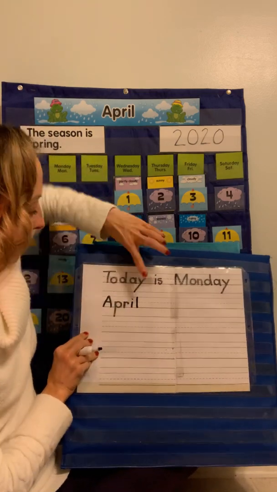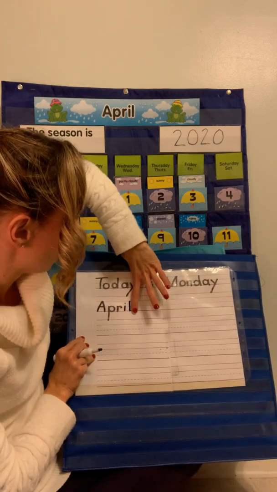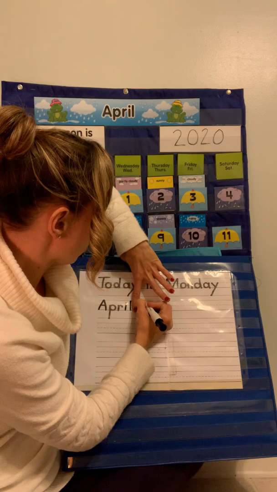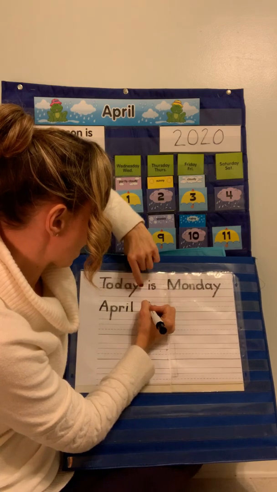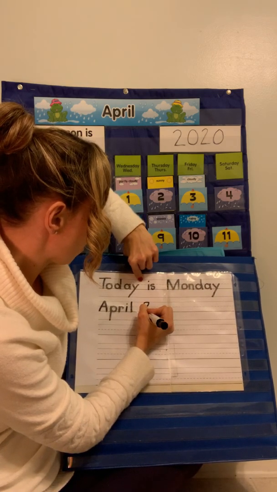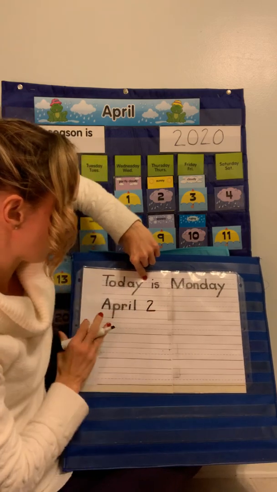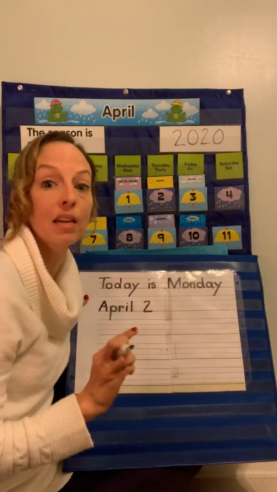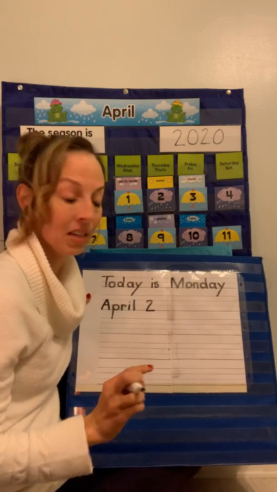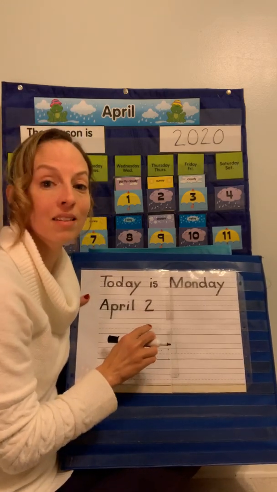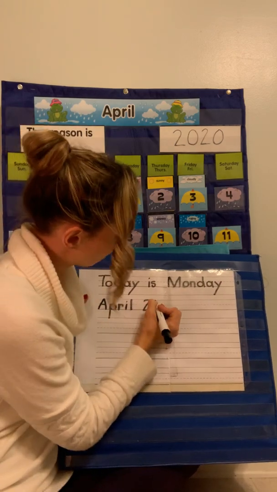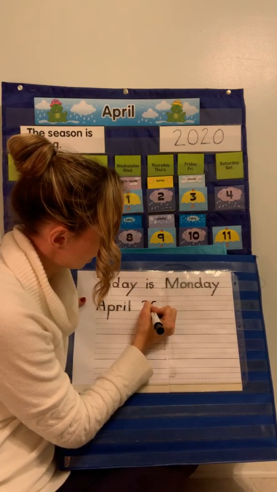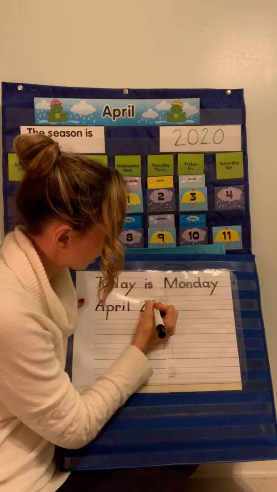Today is Monday, April, finger space, and it's the 20th, so we're going to start under the skyline, go up to the skyline, slide down through the airplane line and along the grass line. April, 2, and what comes next after the 2 to make it a 20? It has 2 10s and 0 1s, so it's a 0. We're going to go skyline down to the grass line, back up to the skyline.